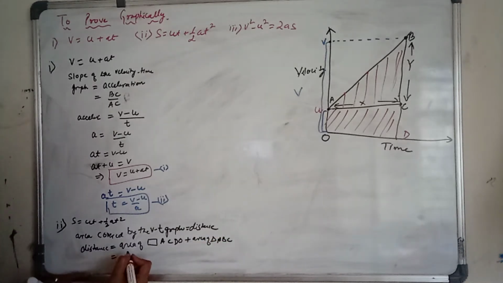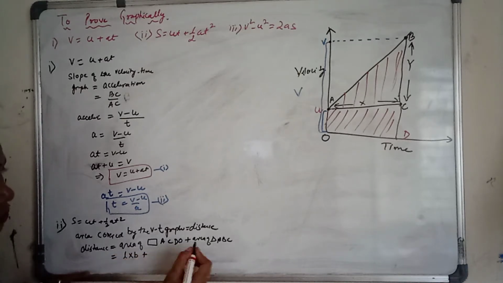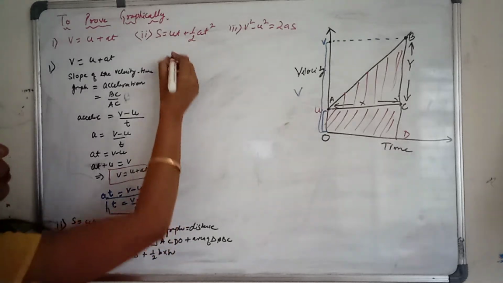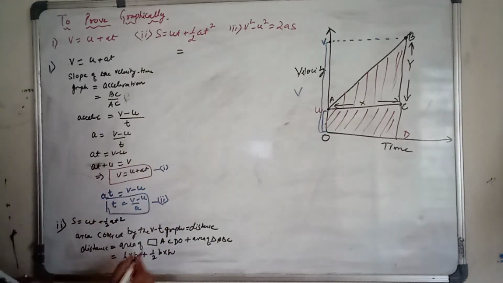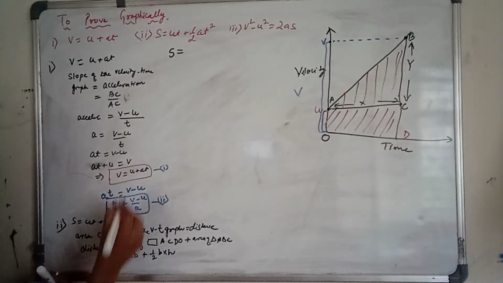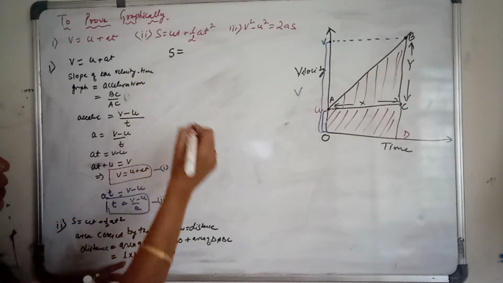Now all of you know that area of rectangle will be what? Length into breadth. Area of triangle will be what? Half base into height. Now I am writing here. So this is your distance. Write down the symbol, distance is your S. So S is equal to length into breadth.